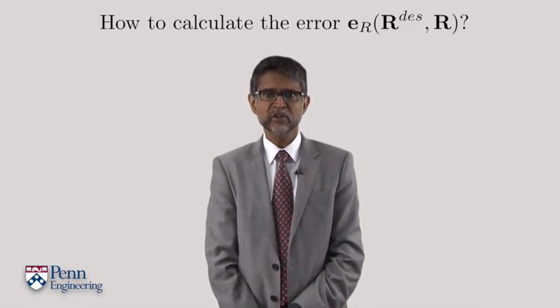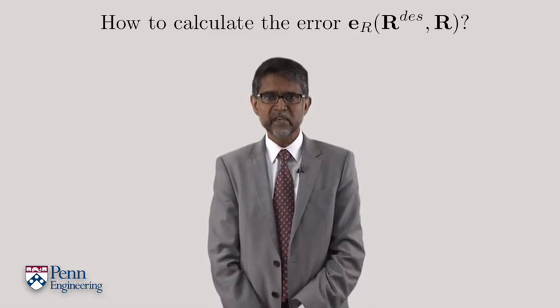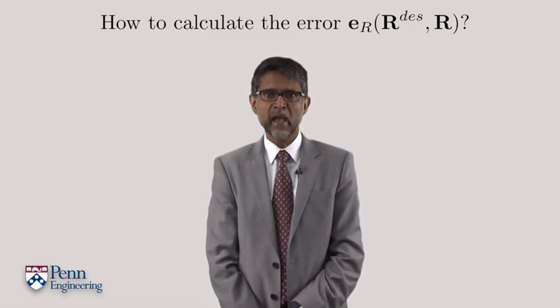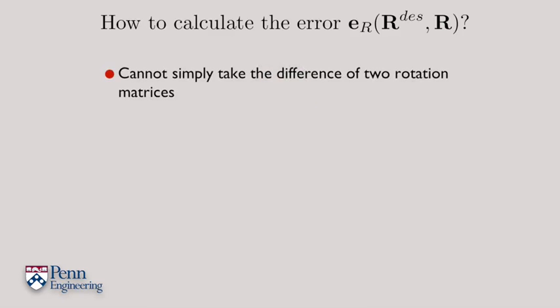The second non-trivial step in the derivation of the controller is the calculation of the error term in the rotation matrix. So given the current rotation R and the desired rotation R desired, what is the rotation error? You cannot simply subtract one matrix from the other. If you do, you will get a 3 by 3 matrix, but that matrix is not orthogonal and is not a rotation matrix.